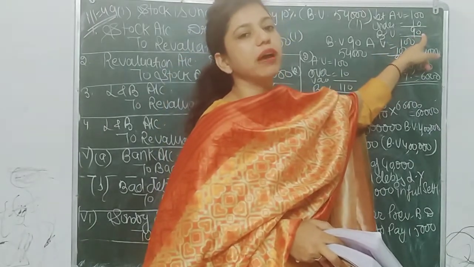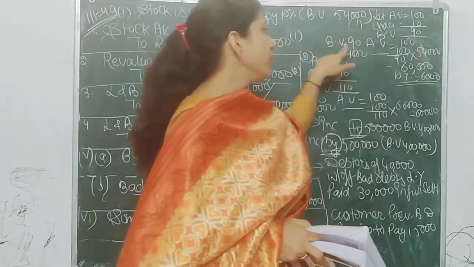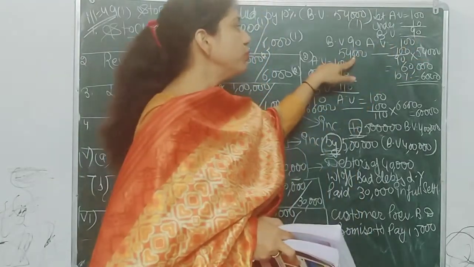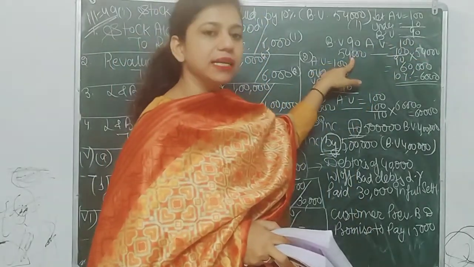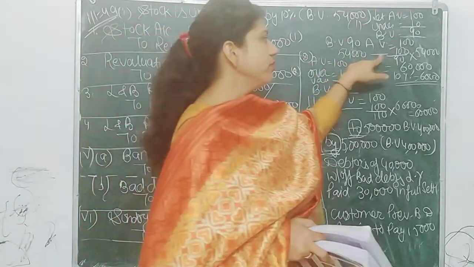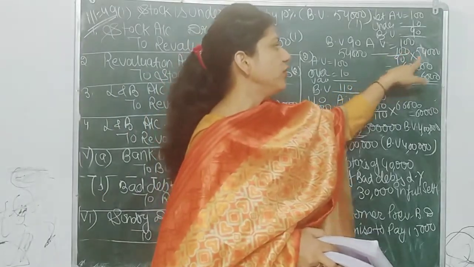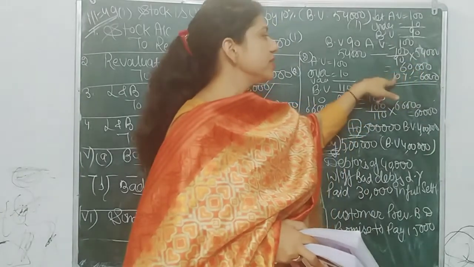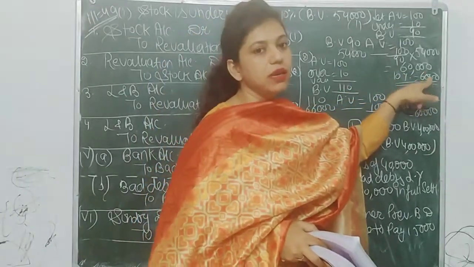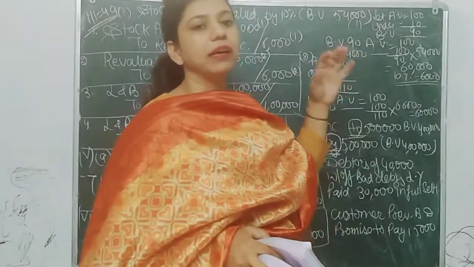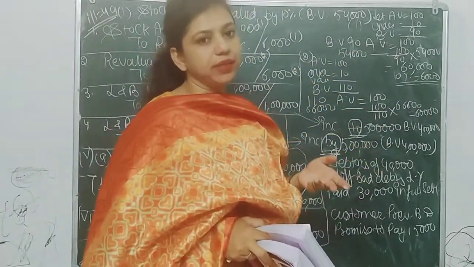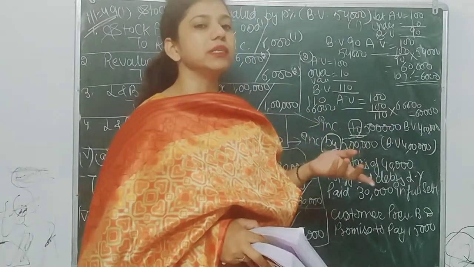Now you have to calculate actual value. If book value is 90, then actual value is 100. If book value is 54,000 as given in the statement, then actual value should be 100 by 90 into 54,000, that means 60,000. So 10% of 60,000 will be 6,000. Because stock is undervalued, that means wrongly we decreased its value. Now we have to correct this error and increase the stock.